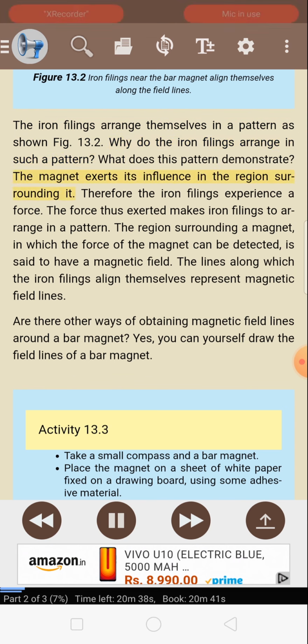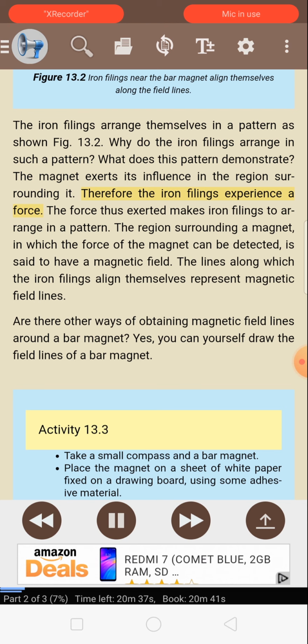The magnet exerts its influence in the region surrounding it. Therefore the iron filings experience a force. The force thus exerted makes iron filings arrange in a pattern. The region surrounding a magnet in which the force of the magnet can be detected is said to have a magnetic field. The lines along which the iron filings align themselves represent magnetic field lines. But there are other ways of obtaining magnetic field lines around a bar magnet. Yes, you can yourself draw the field lines of a bar magnet.